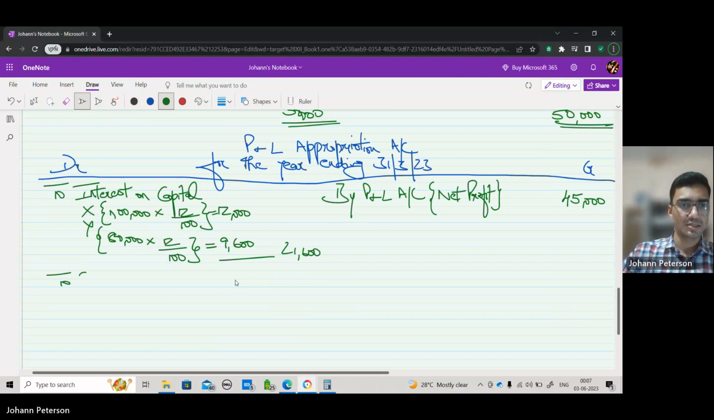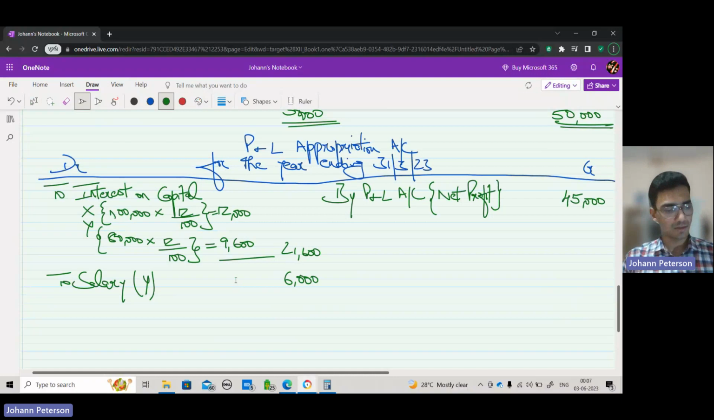So to salary of Y, 6,000. Profit for the year is done. Okay, everything else is done. Now let's just close this account because we don't have anything more. So total is 45,000. And 45 again.